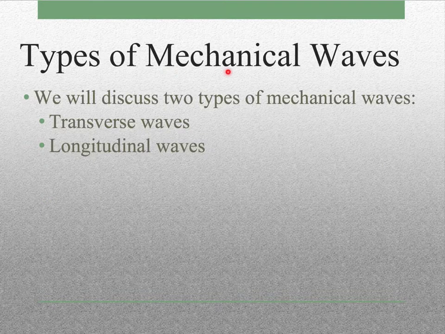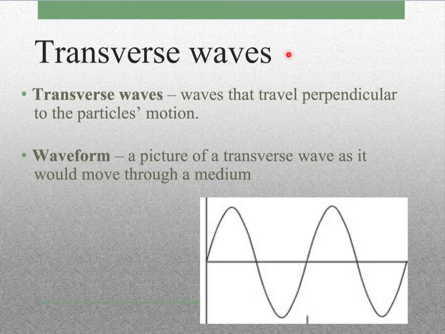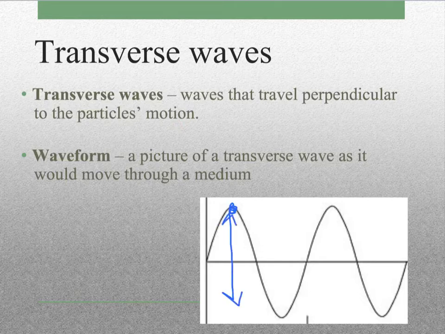When we talk about mechanical waves, we can talk about two different types. There are transverse waves and longitudinal waves. First we're going to look at transverse waves. Transverse waves are waves that travel perpendicular to the particle's motion. What that means is, like in the previous video, we talked about how this particle will travel this direction, and then back up. This one goes in this direction, but they're all traveling in this up and down direction. But the wave itself goes in this direction.